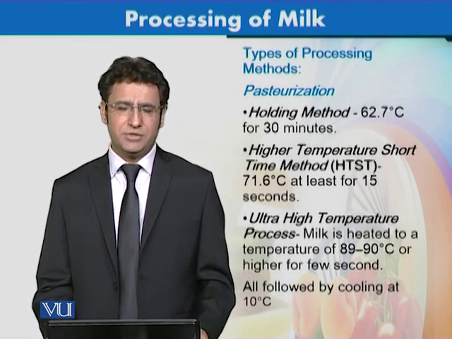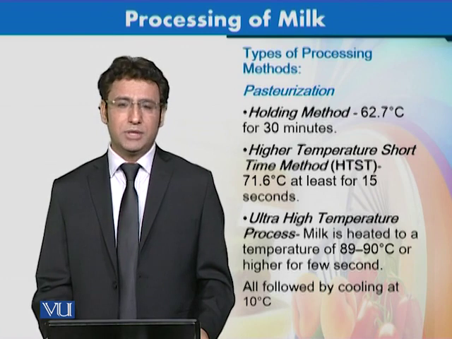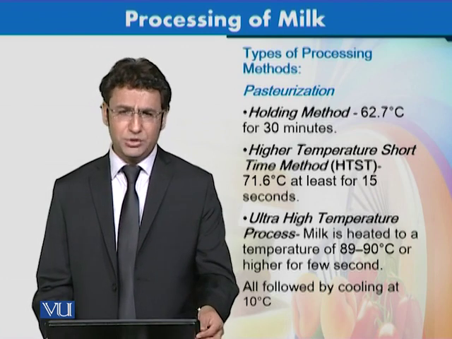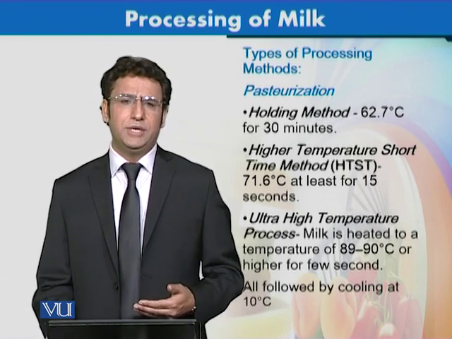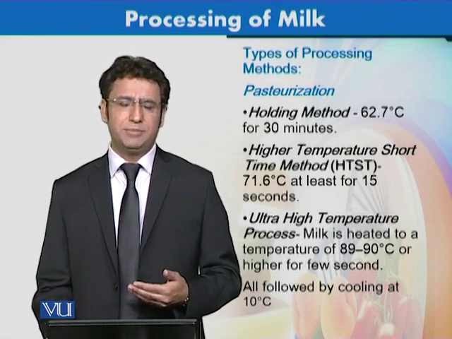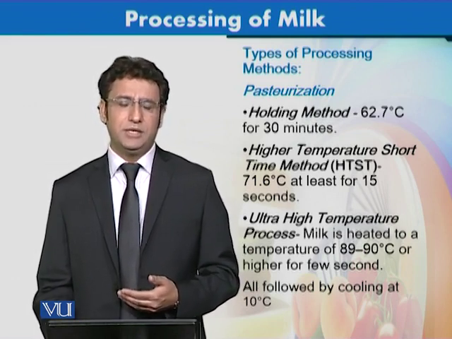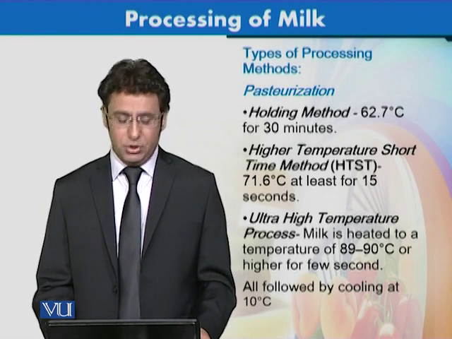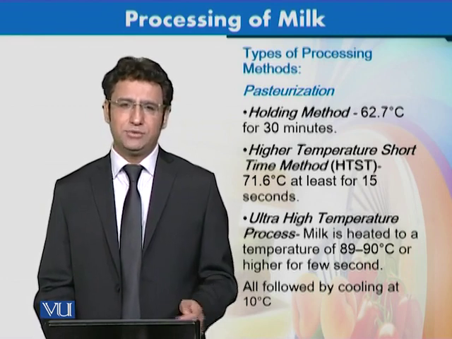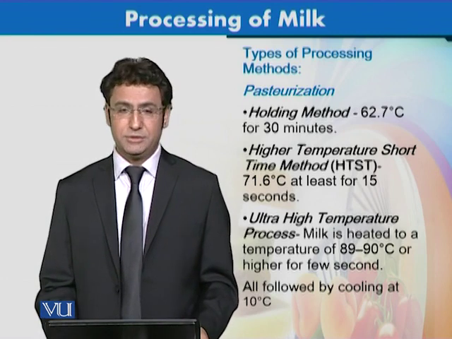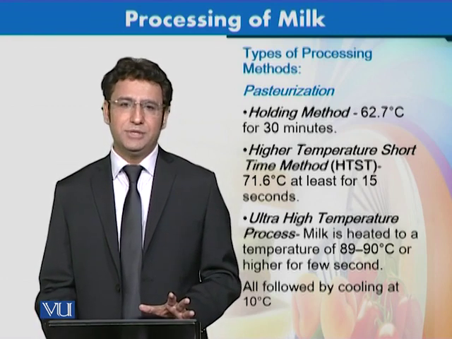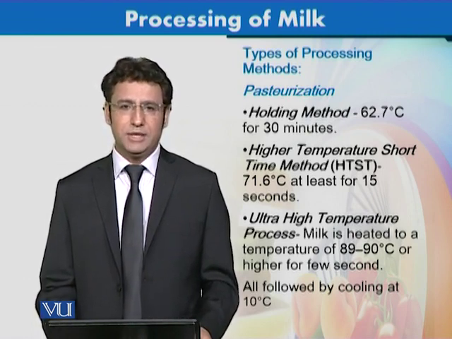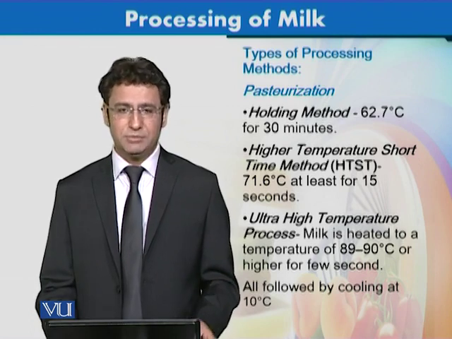In many countries, pasteurization is mandatory, so all the milk that has to be sold must be pasteurized first, and this is happening in Pakistan as well. So basically, we have three different types of approaches in pasteurization. Pasteurization can be done at different temperature and time combinations. The first approach is the holding method, in which the milk is heated to 62.7 degrees C for 30 minutes. So we hold this temperature for half an hour to decrease the microbial load in the milk, and the milk is pasteurized by this treatment.